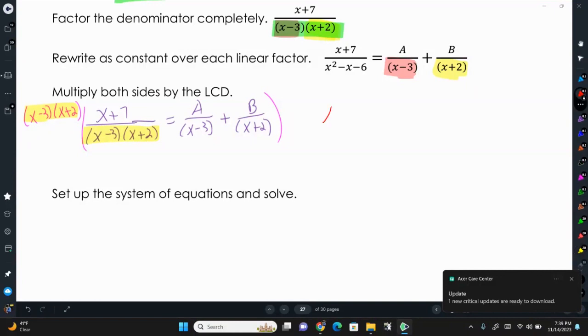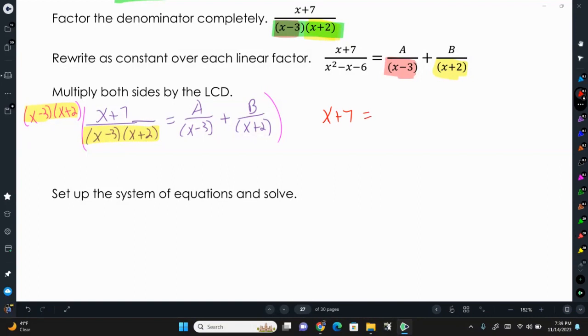So that's going to leave us with x plus 7 equals, well, then when we distribute it to the A over x minus 3, we'll have an x minus 3 on the bottom and an x minus 3 on top. Those will cancel, so we'll be left with A times x plus 2 plus, and then when we distribute it to the B, we'll have the x plus 2 on top cancel with the x plus 2 on the bottom. So we'll just be left with B times x minus 3.